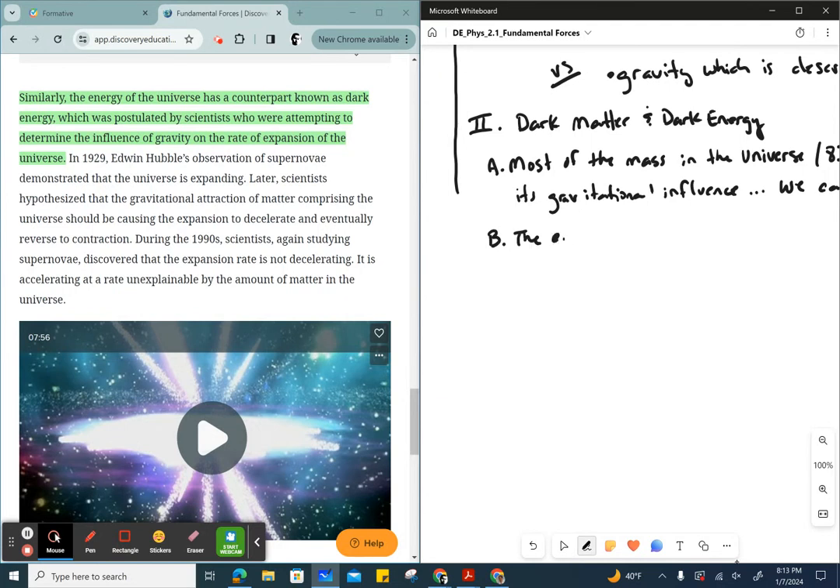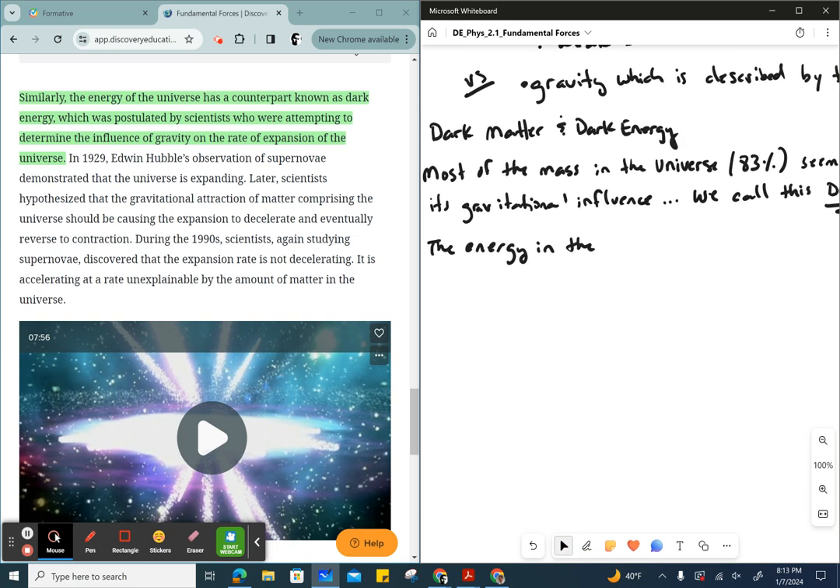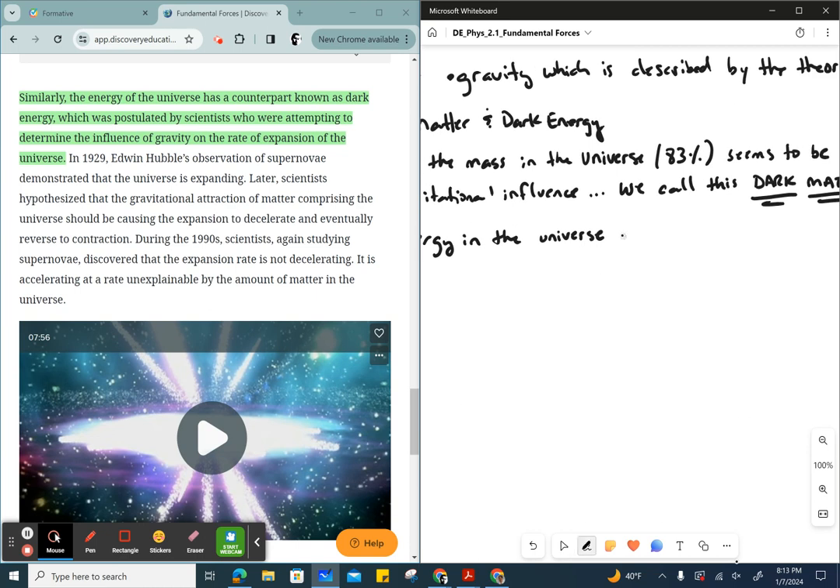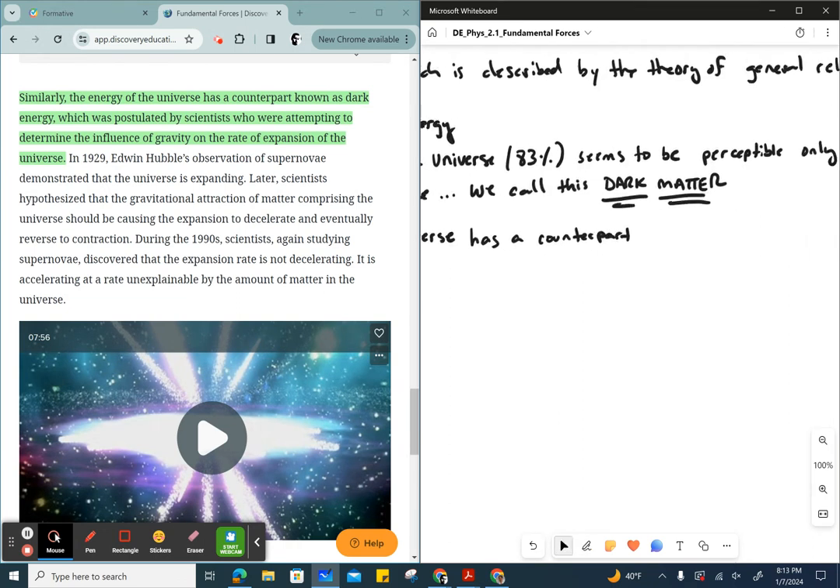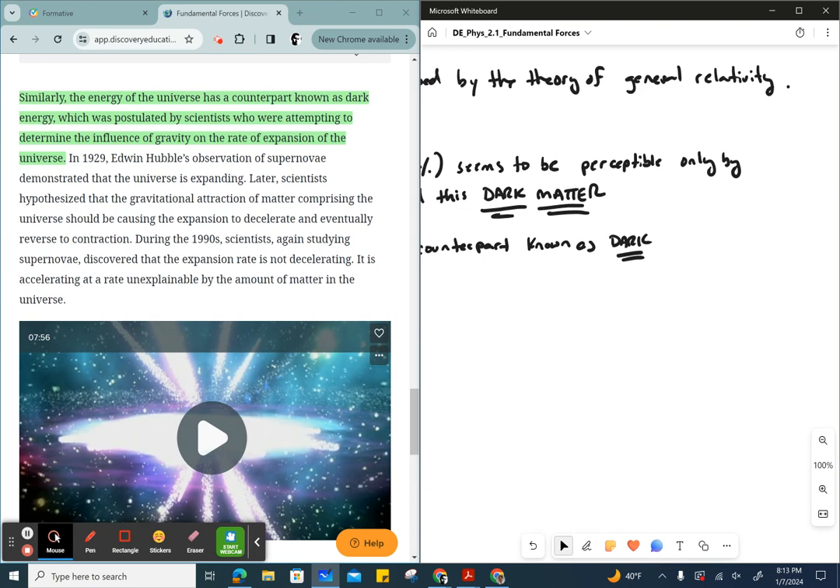The energy in the universe has a counterpart, kind of like an evil twin, has a counterpart known as dark energy. Okay.